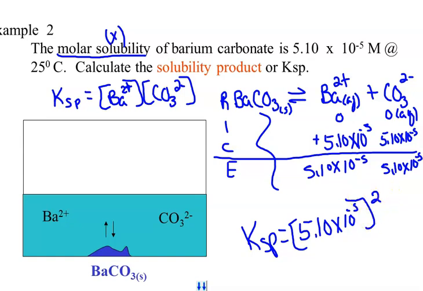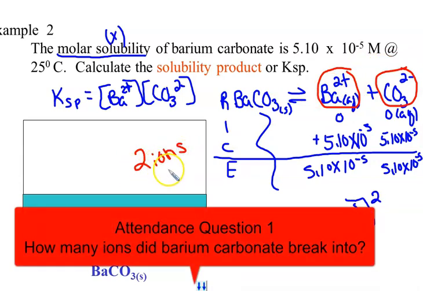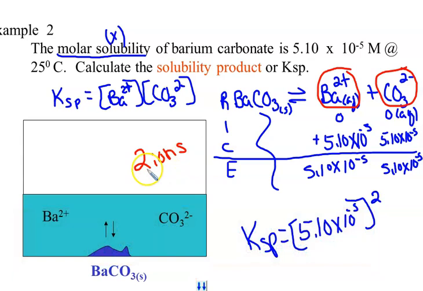So I'm going to start making a connection with you on something, because you'll start to see a pattern with these. If you see the pattern, you don't necessarily have to rise. When this guy broke apart, it broke into a barium ion and a carbonate ion. So it broke into 2 ions. And so if you have something that breaks into 2 ions, your KSP will always be X squared. So that's going to be a little trick that we can use. If it's got 2 ions that it breaks into, we can use X squared.